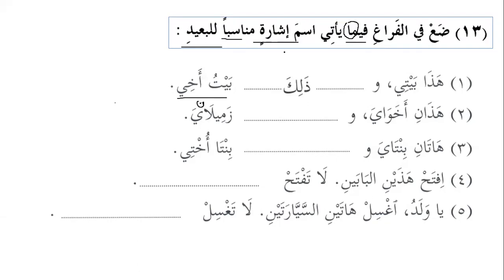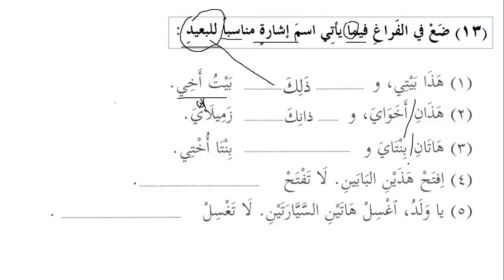Now we have to use the ishara for ba'id, lil ba'id, distance. So that's why we use dhalika. Hada baiti, this is my house, wa dhalika baitu akhi, and that is the house of my brother. Similarly, hadani akhawaya, these two are my brothers, wa dhanika zamilaya, and those two are my colleagues.